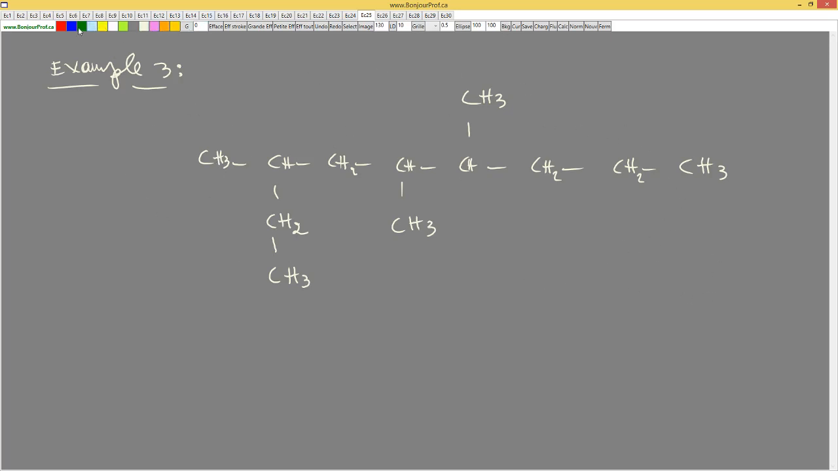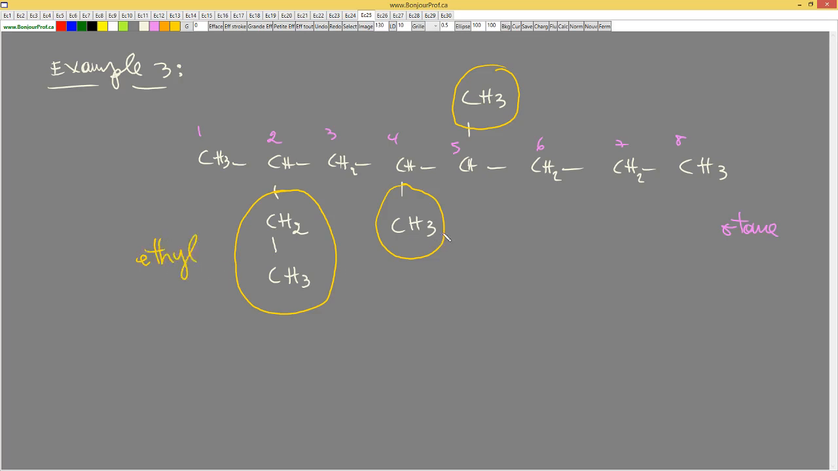First, numbering the chain, the parent chain. I'm going to label it 1, 2, 3, 4, 5, 6, 7, 8. So it will be octane. Now, the side chains. I have one side chain here, another side chain here, and another side chain here. So I'm going to name them. This one has two carbons, so it will be ethyl. This one has only 1, methyl, and this one has only one. It will be methyl.